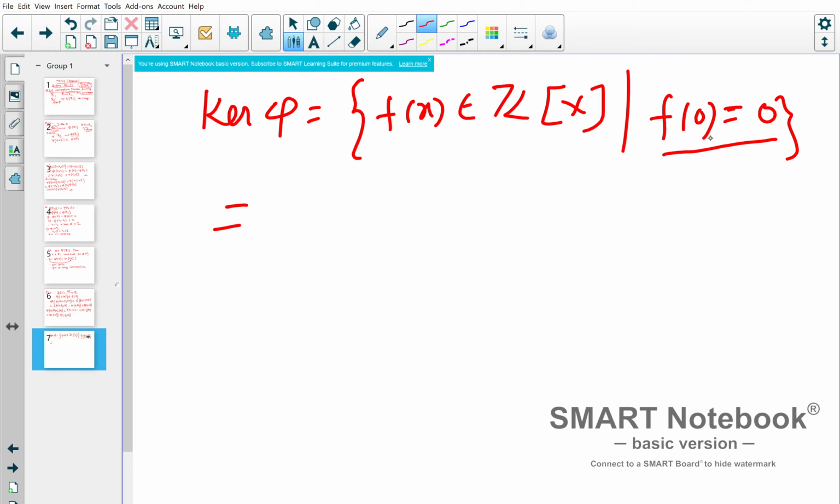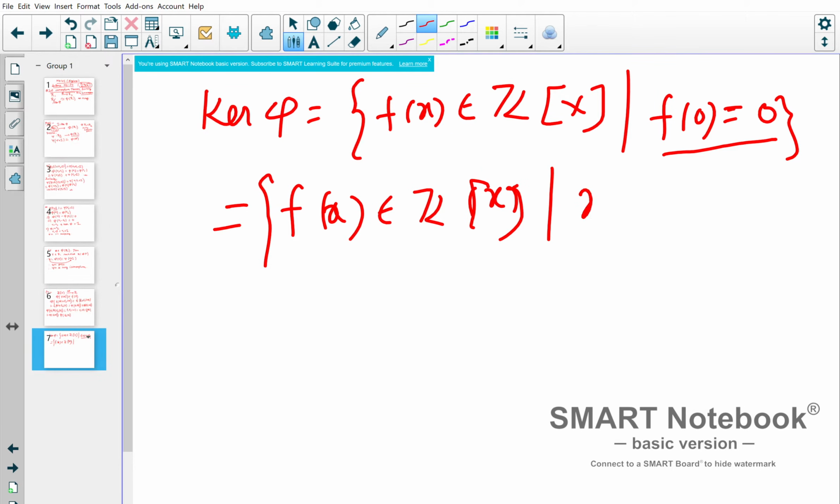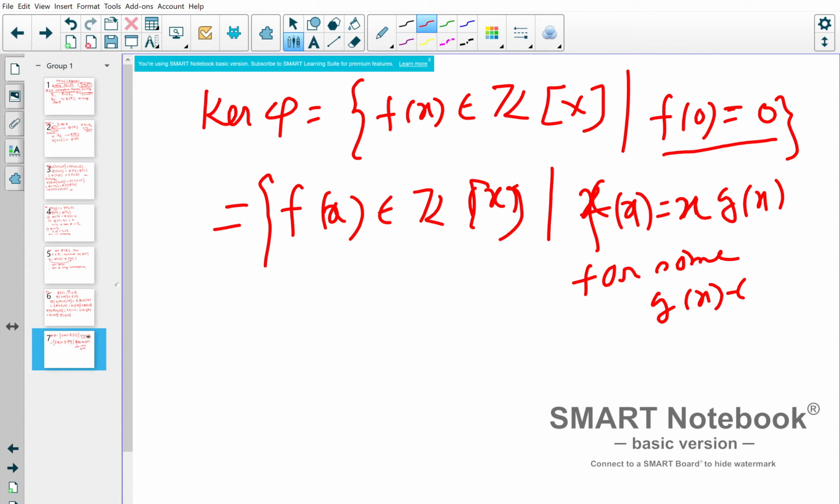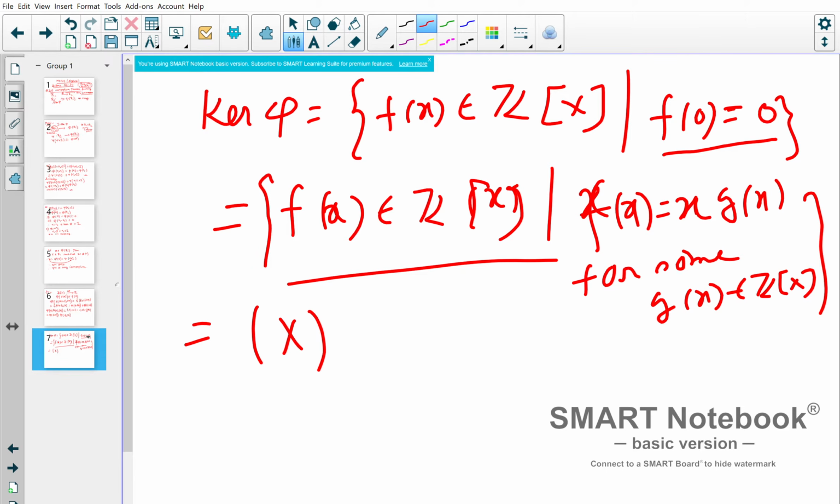So what does that mean? That means all those f(x) belonging to Z[x] such that this x, so f(x) is of the form x times some g(x), right? Minimum x is there, for some g(x) belonging to Z[x], right? But what is this? This is nothing but actually the ideal generated by x. This is called the ideal generated by x, right? Everything is a multiple of x, right?